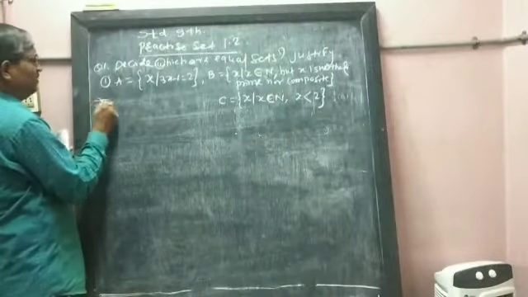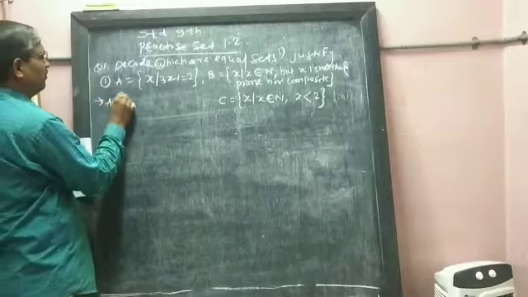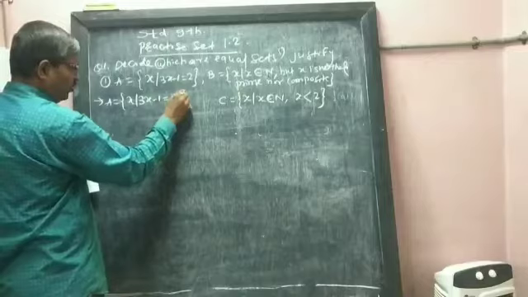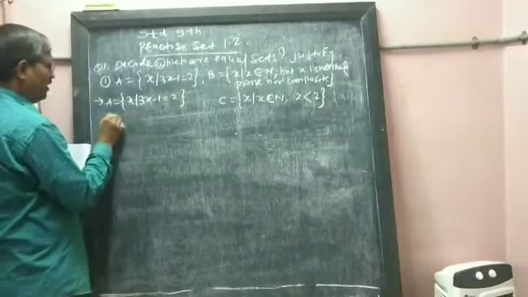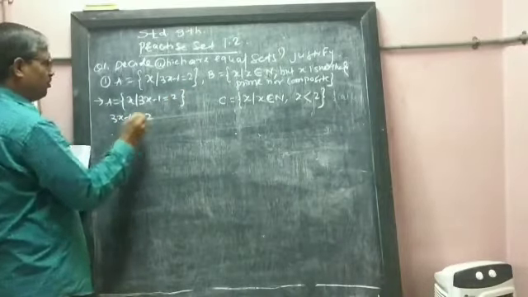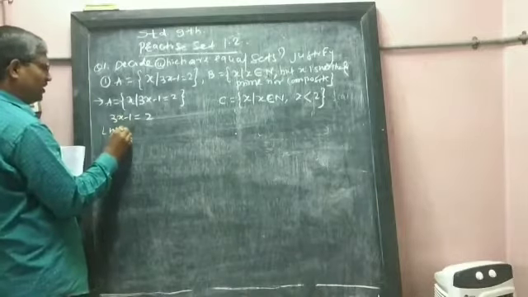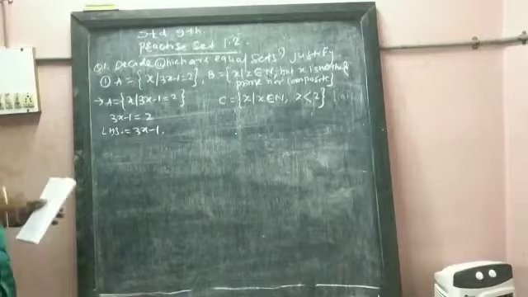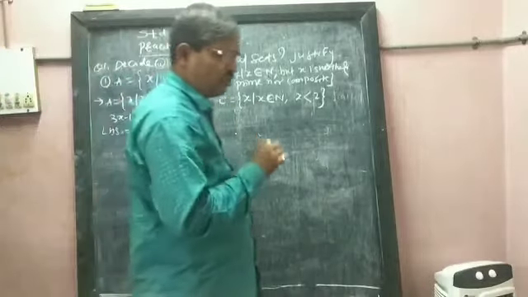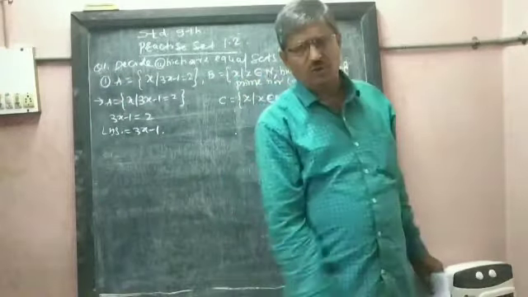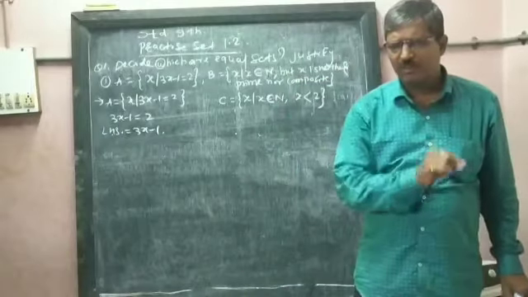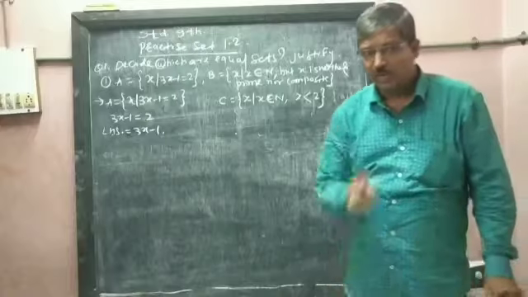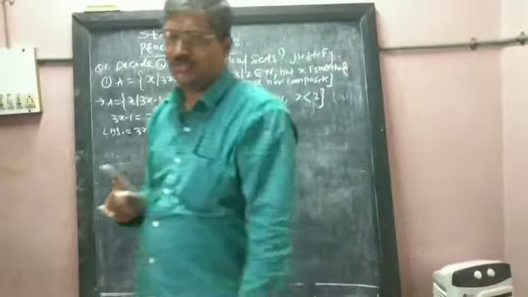Therefore, let's start. A is equal to x such that 3x minus 1 is equal to 2, is given. Then I am going to take 3x minus 1 is equal to 2. You should take the LHS. LHS is equal to 3x minus 1. You have to take a natural number in the place of x, and after putting that number and solving, the solution must be equal to the right hand side.